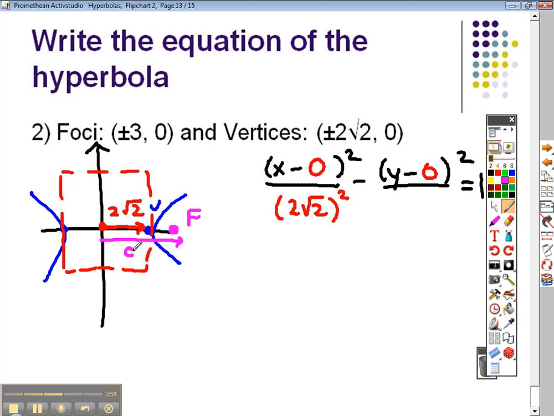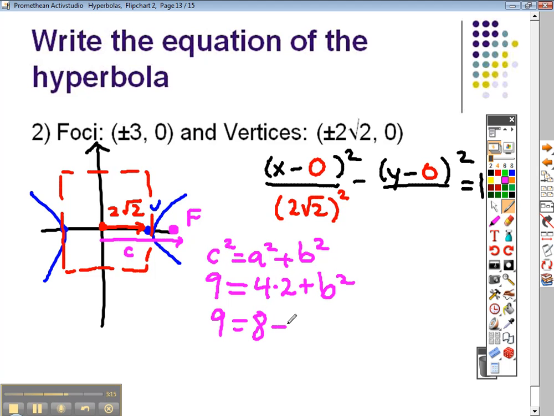So our c squared equals a squared plus b squared. Our c squared is 3 squared, which is 9, equals a squared. Now if we square this, we square the 2 and we square the rad 2. So squaring the 2 is 4, squaring the rad 2 is 2, so that's 8, plus b squared. So you can see that 9 is equal to 8 plus b squared. So b squared equals 1, which we'll put down here. So the final answer is x squared over 8 minus y squared over 1 is equal to 1 for the hyperbola.